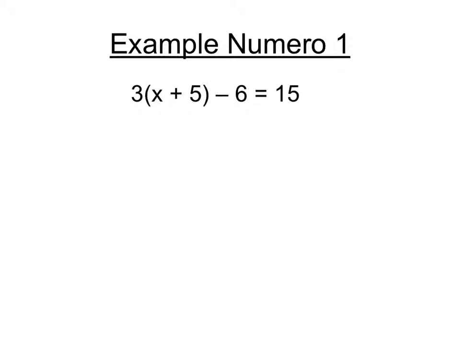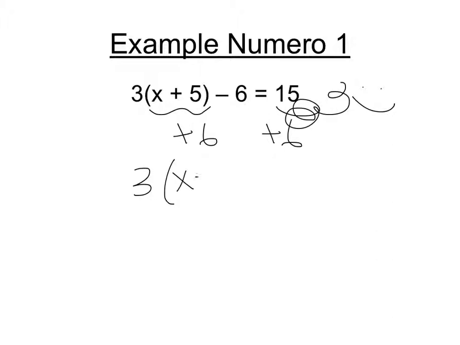If we're going to do all of those operations on the left-hand side of our equation, then we need to do them on the right-hand side as well. So let's do it all together. So 3 times x plus 5, minus 6, equals 15. We first are going to add 6 to both sides. Then that will leave us with 3 times x plus 5 on the left-hand side, and 15 plus 6 is 21, so 21 on the right-hand side.